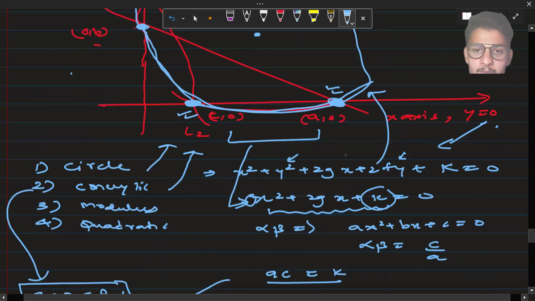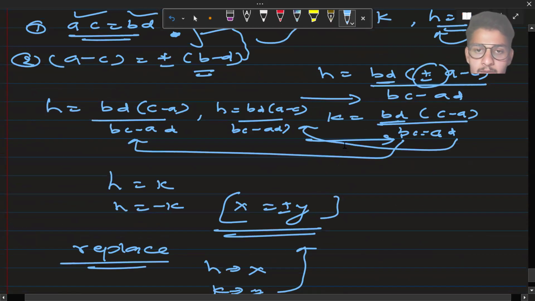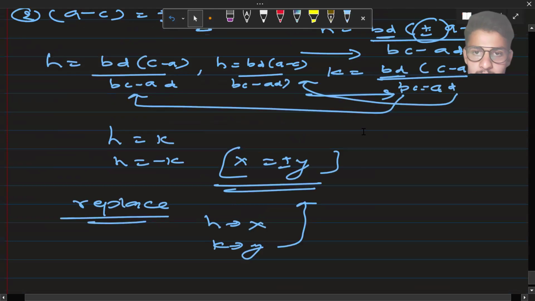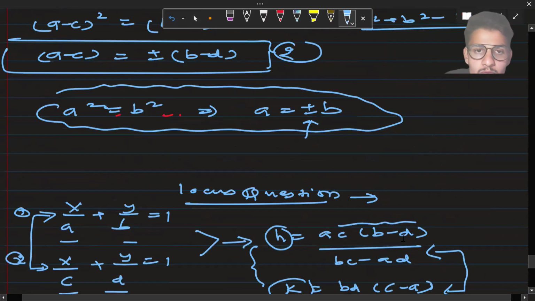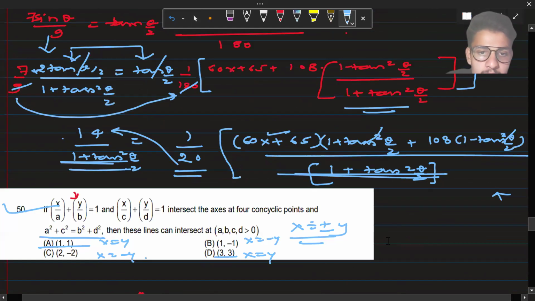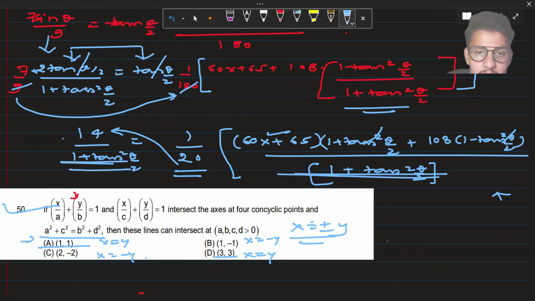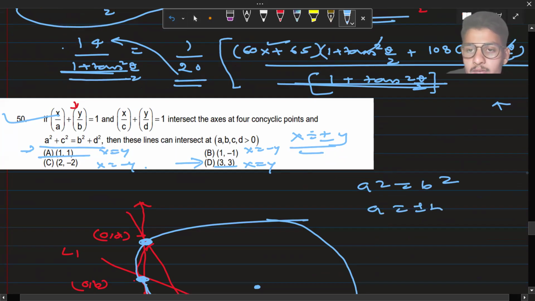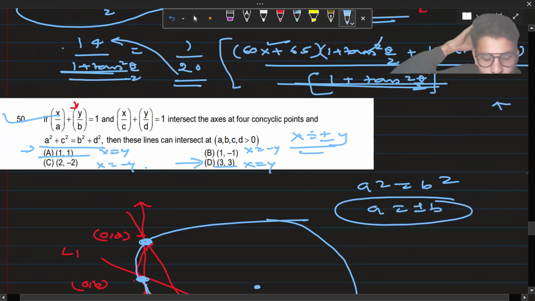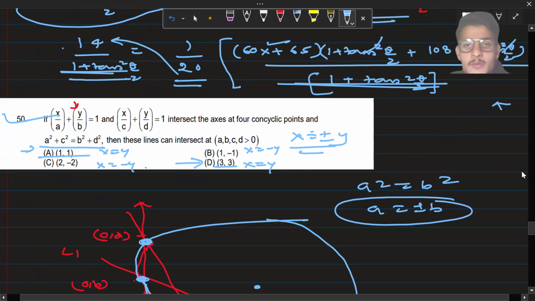Please notice one thing: if you miss this minus sign, it will deduct your marks, because you will get the answer x is equal to y, and you will take the A and D options where minus is not there. In that scenario, you will get partial marks only. So never forget that if a square is equal to b square, you will get a is equal to plus minus b. This is the property of the modulus function.